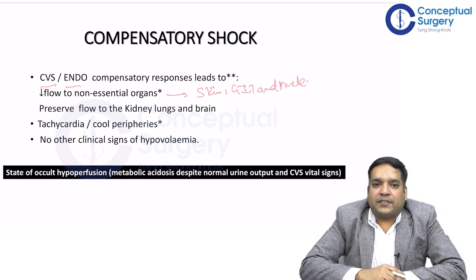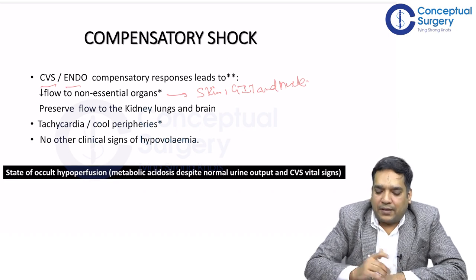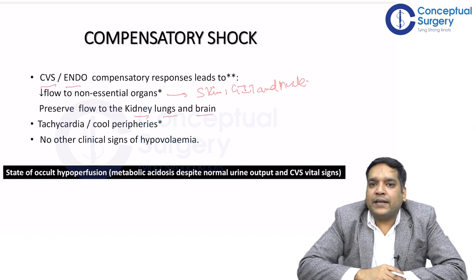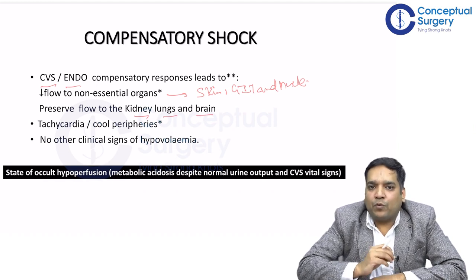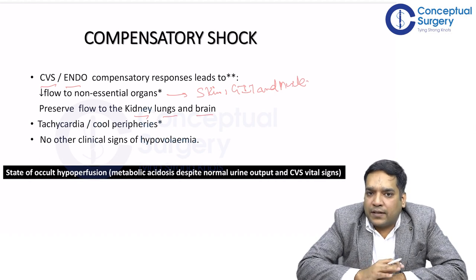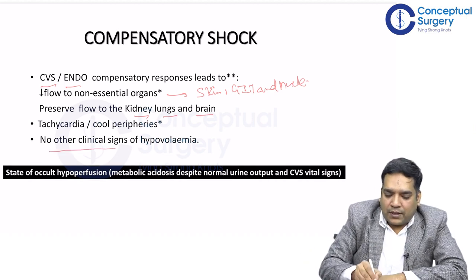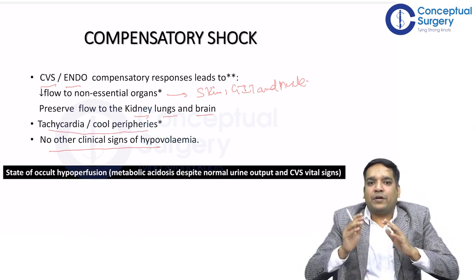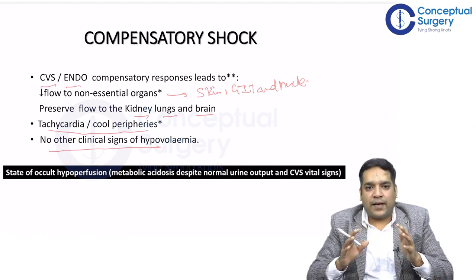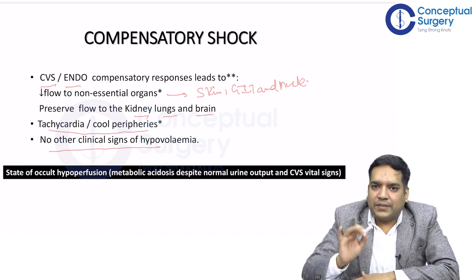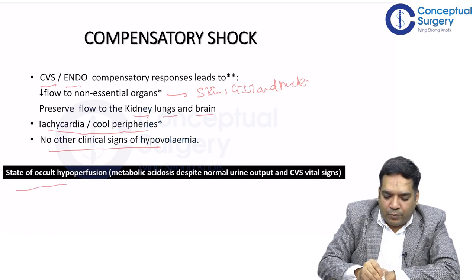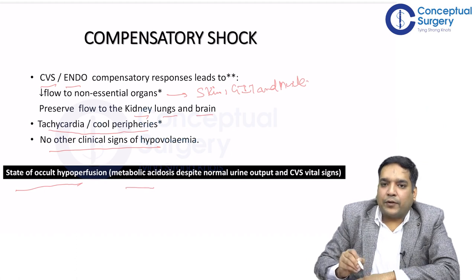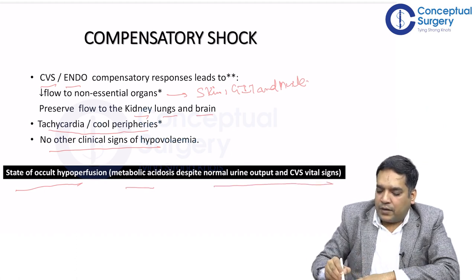And basically there is shunting of blood to the essential organs like kidney, lung and brain. So in this compensatory shock, there will be only tachycardia and cool periphery, and there will be no other clinical sign of hypovolemia. So just remember, guys, this is a compensatory state of shock. Here we are going to see only tachycardia and cool periphery, there will be no other sign. And basically compensatory shock is a state of occult hypoperfusion in which metabolic acidosis will be there, but urine output and other serious signs will be normal.